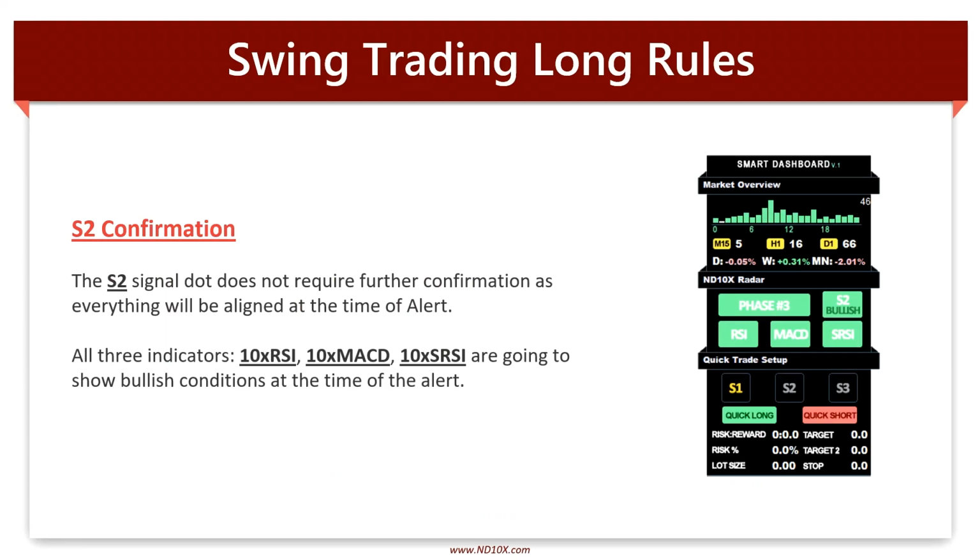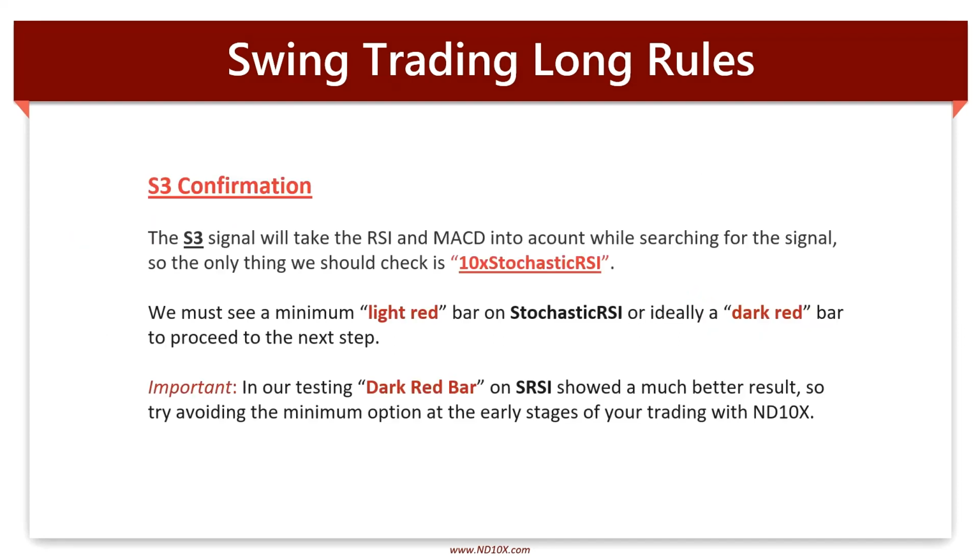S2 confirmation. The S2 signal dot does not require further confirmation, as everything will be aligned at the time of alert. All three indicators, 10x RSI, 10x MACD, and 10x stochastic RSI, are going to show bullish conditions at the time of the alert. As you can see here, we are always going to get that all three indicators showing that green, meaning the bullish condition.